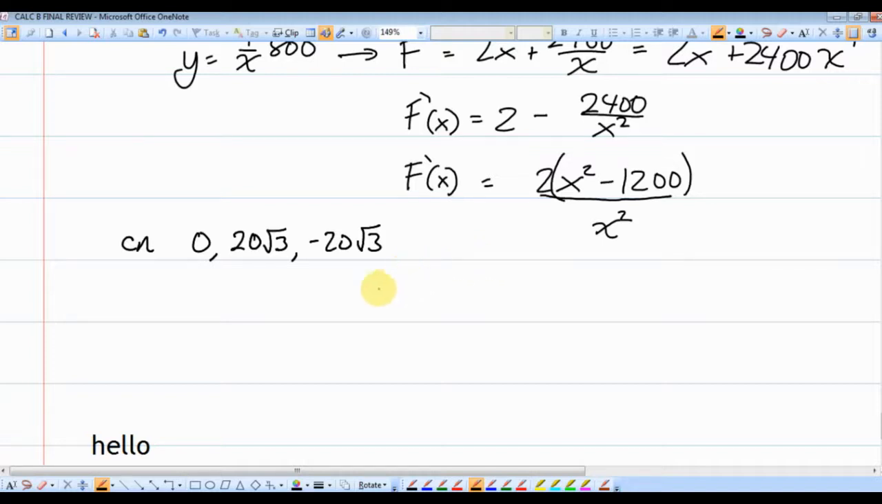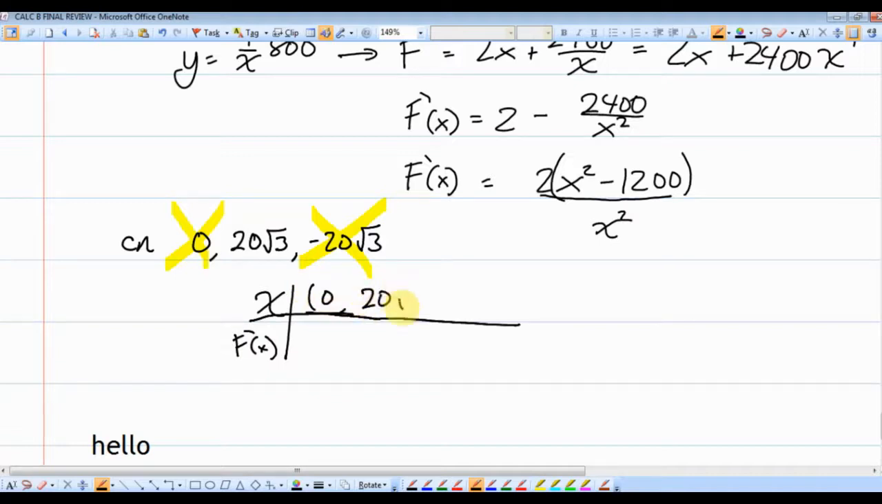Okay, well, we know the numbers are positive, right? So these guys are dead. Let's just make sure I have an actual positive relative maximum. We're going to make our number line. So from 0 to 20 rad 3, then from 20 rad 3 to positive infinity. We're just making sure we get a relative maximum.